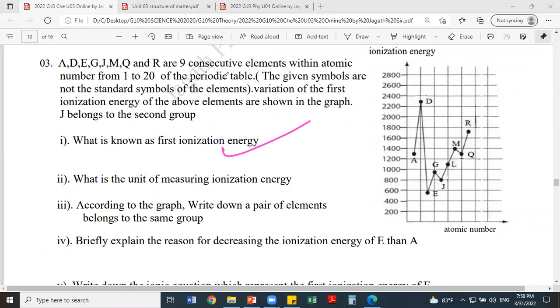The minimum energy required for the removal of an electron from a gaseous atom to become a gaseous unipositive ion is called the first ionization energy. So what is the unit of measuring ionization energy?